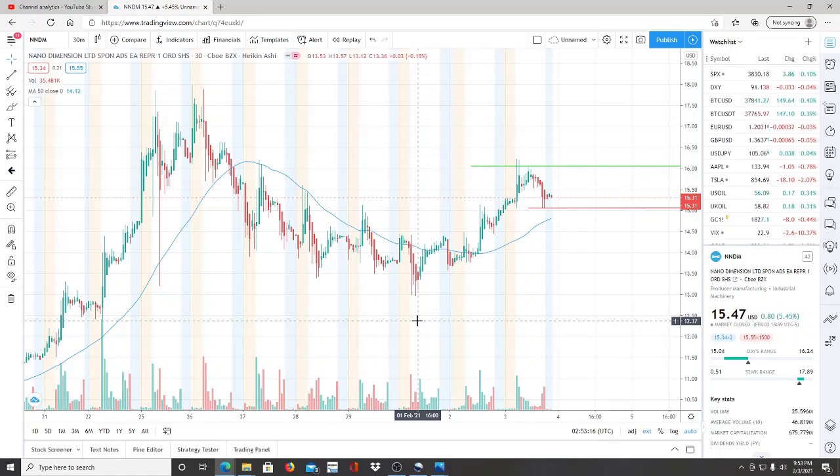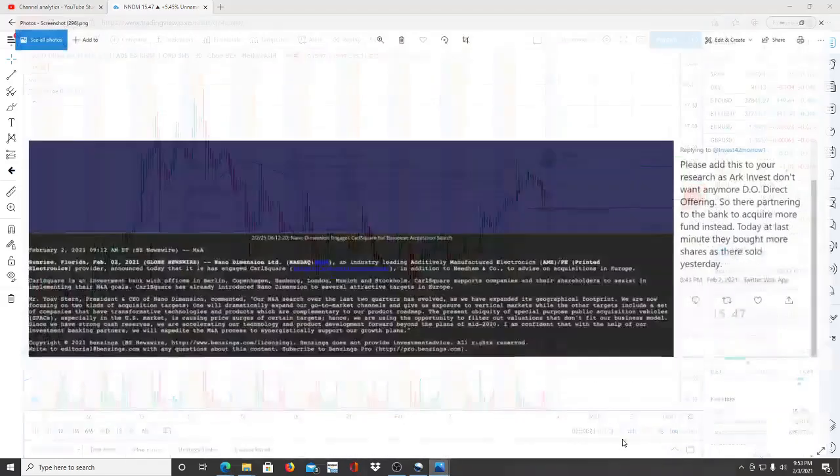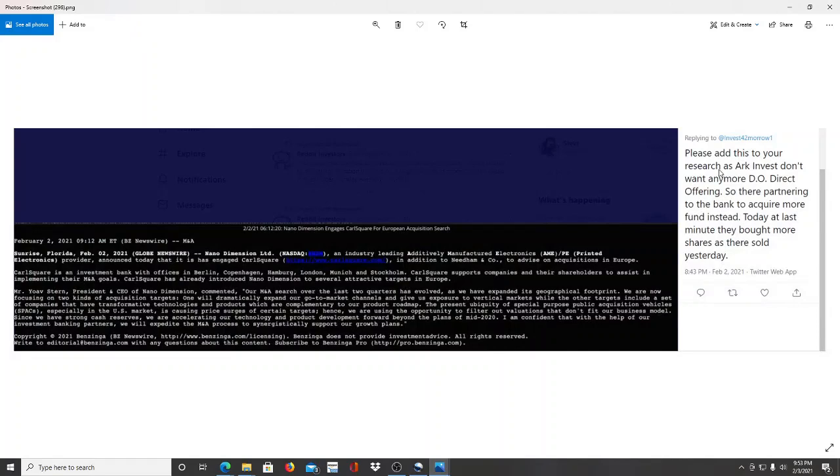So there's a vote coming up. I'm not sure if ARK Invest is fully for it, because part of the comment here is, please add this to your research, as ARK Invest doesn't want any more of the direct offerings. So they're partnering with the bank to acquire more funds instead. Today at last minute, they bought more shares as they sold yesterday, right? So this individual investor and viewer was stating that ARK Invest isn't really up for the direct offering, and I've seen other investors state this as well, so I could see why.